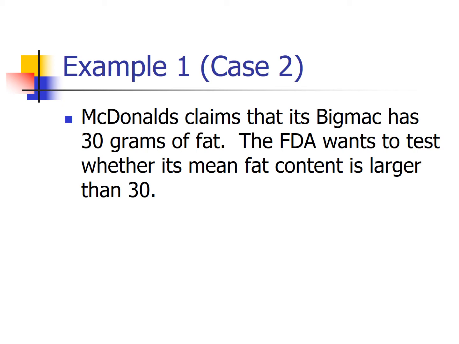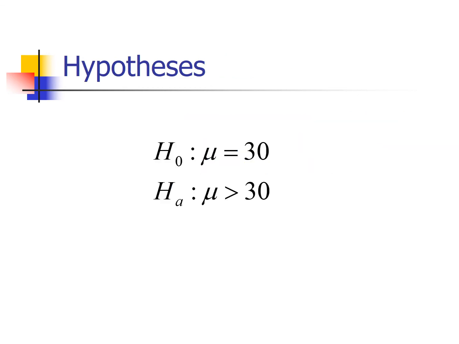If it was less than 30, then, as far as the government's concerned, who cares? McDonald's might want to advertise if it's less than 30. But for someone who's just watching out for the public, we would perhaps only care whether it's more than 30. So, we're going to show on the next slide how we would write out the hypotheses.